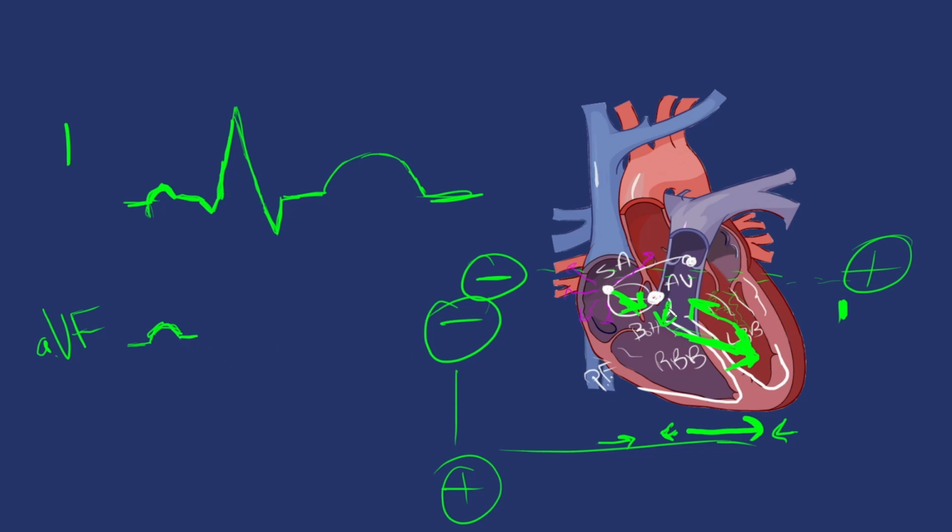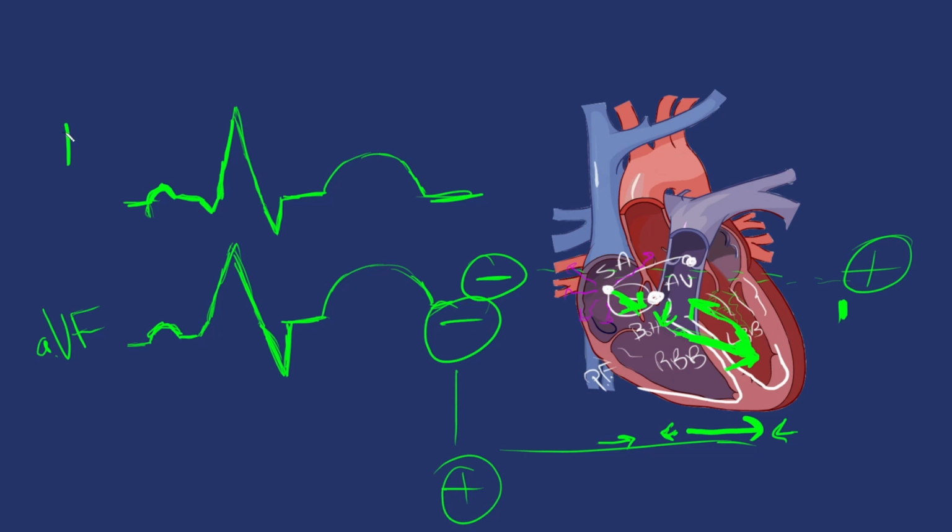Then nothing happens at the AV node. It comes this way, which is actually down for aVF, so we get a little bit of a positive. And then we have the big boom, right? The ventricles go off, so we get a huge deflection there. And then it's going this way, so in this case it's going to the negative because it's going up. So we get our negative. And then it's going to balance out, and everything's going to repolarize.